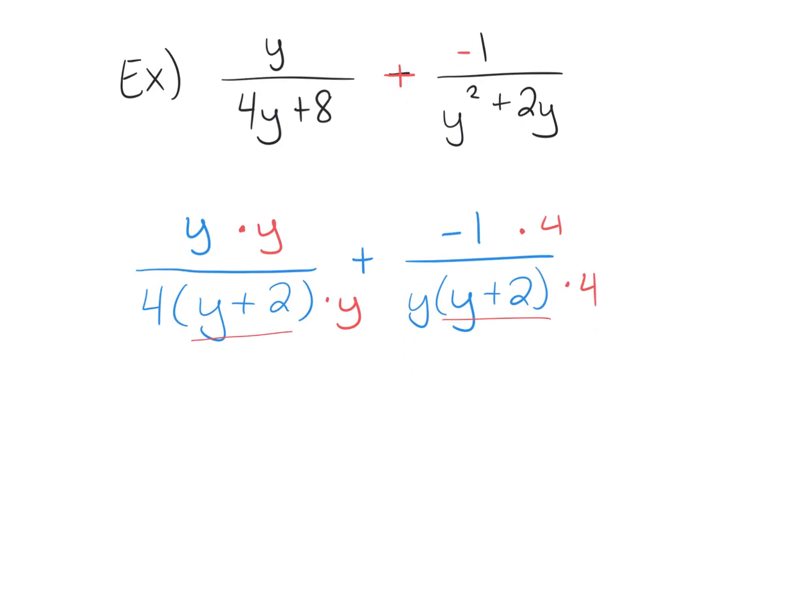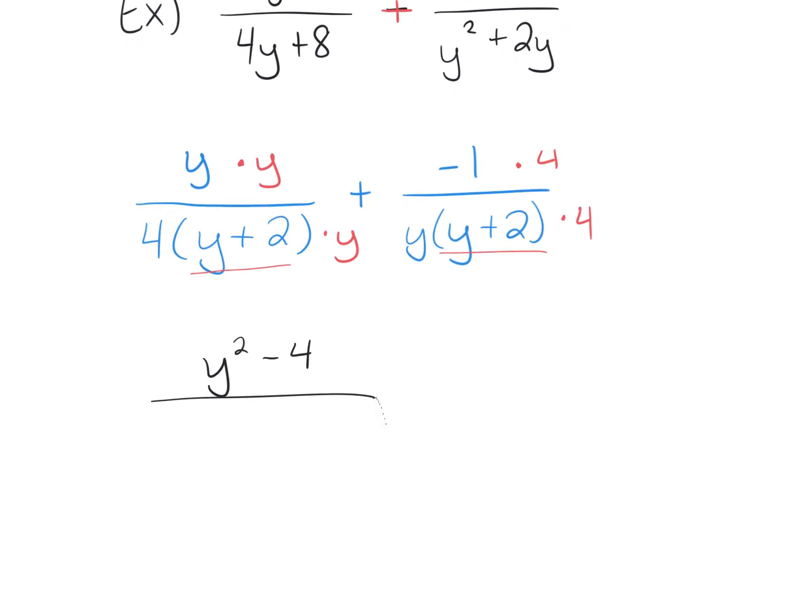Okay, so now we're at the simplifying step. What do I do here? Y times y is y squared. What's negative 1 times 4? Negative 4 over, what's my common denominator? 4y times y plus 2. Yep. What do we look at next?